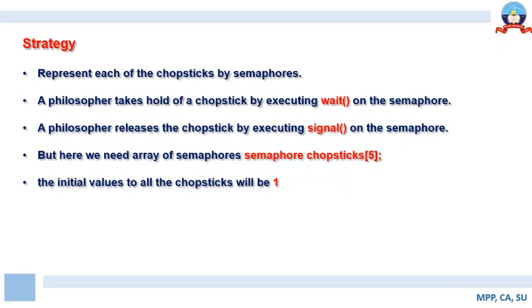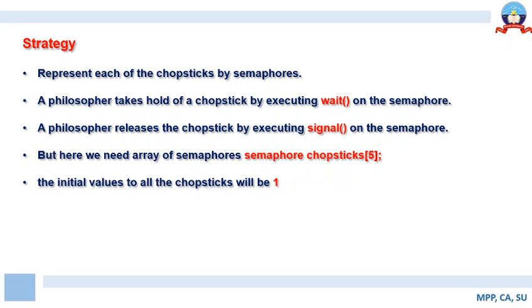So these are the set of strategies that we will be trying to pursue in order to help philosophers perform the eat operation. So here each chopstick is represented by a semaphore. A philosopher takes hold of a chopstick by executing wait on the semaphore. A philosopher releases the chopstick by executing signal on the semaphore.